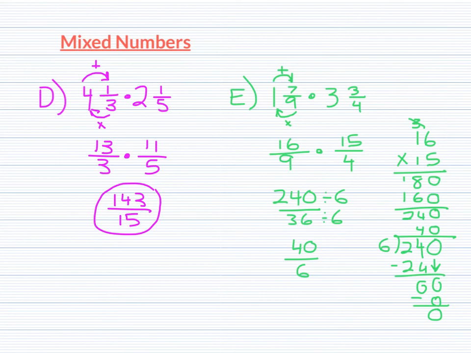Ooh, and we still can go a little further. I'll divide both of these by 2. 40 divided by 2 is 20. 6 divided by 2 is 3. So that one took us a little bit of work, but all we had to do was multiply the numerators, multiply the denominators, and then simplify.